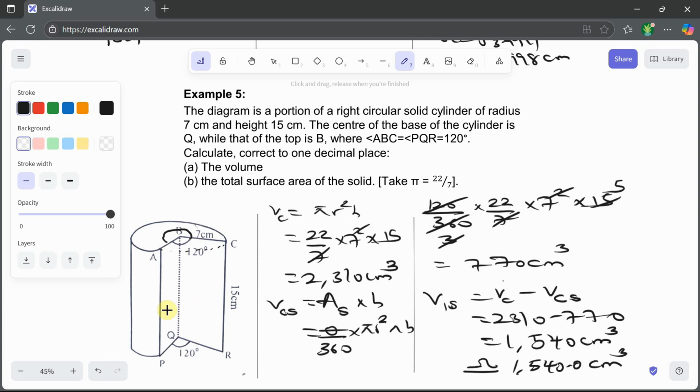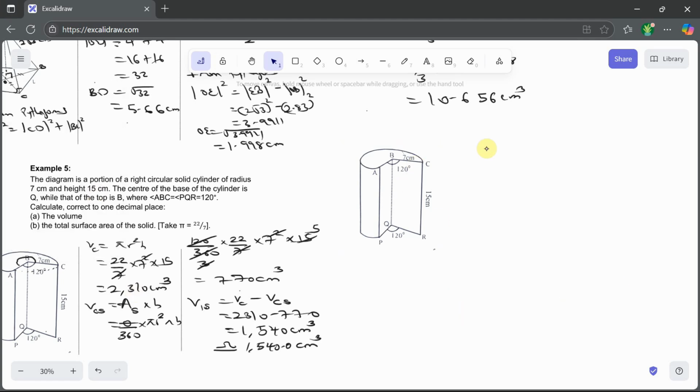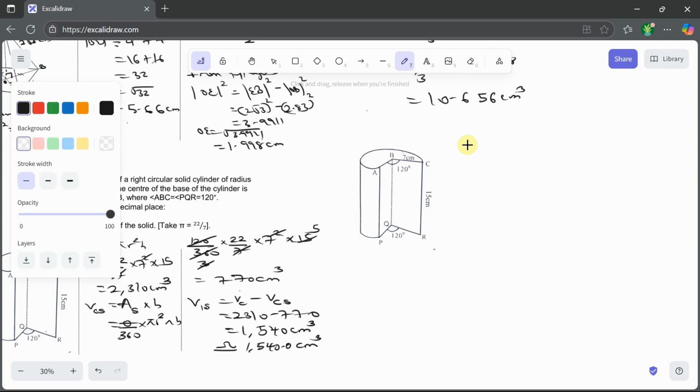Let's see it in practice. I had to bring it out and duplicate it again so that we can see what we are doing. So the total surface area is 2 times the area of the sector, which is the major sector, plus the area of the curved surface, plus 2 times the area of the rectangle.